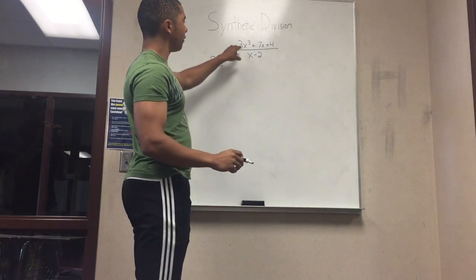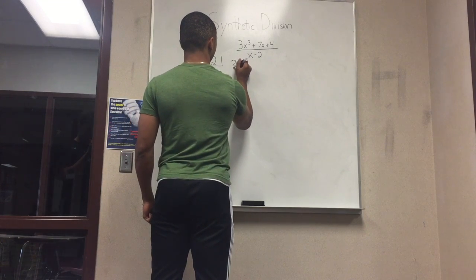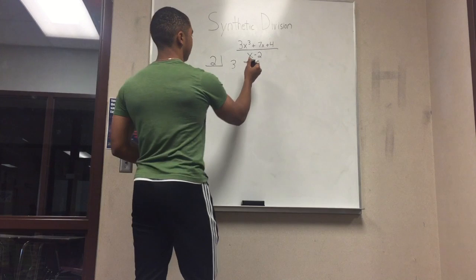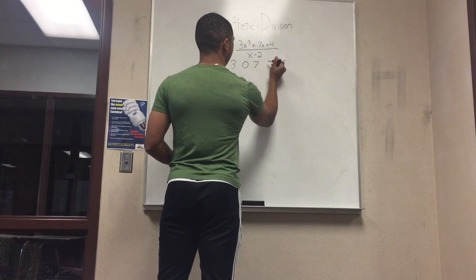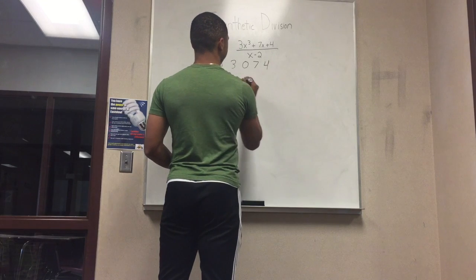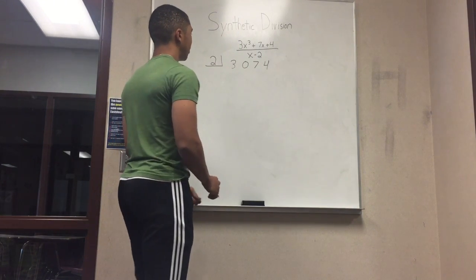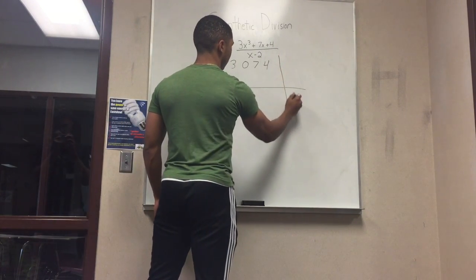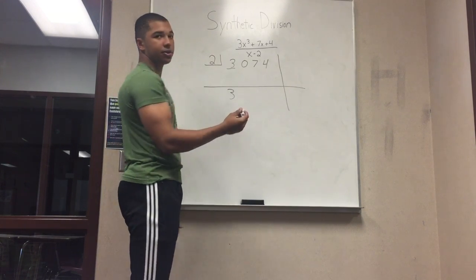Now you want to write in all the coefficients from the top equation. So we have 3. Since there's no x squared, we need to write in a 0 there because it's a missing term. And we have 7, and we have 4. So that's for x to the third, x squared, x, and then 4. So you bring the 3 down, you multiply it times this number, which is 2. 3 times 2 is 6.